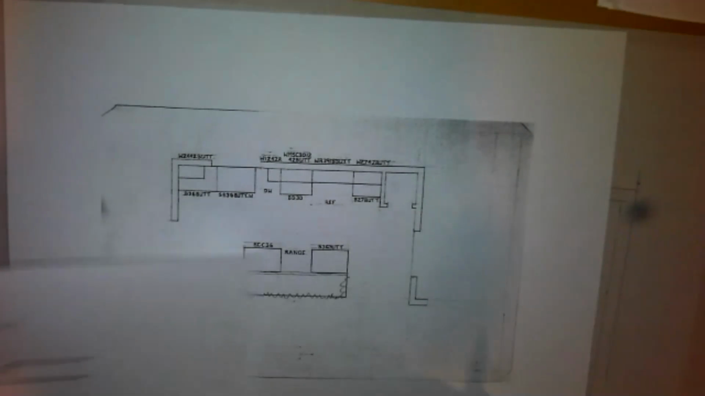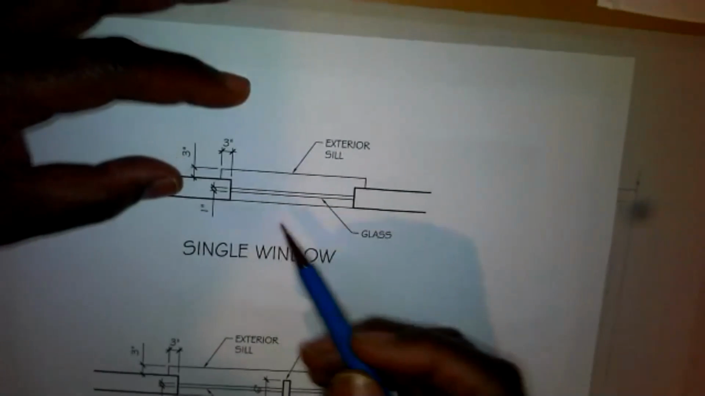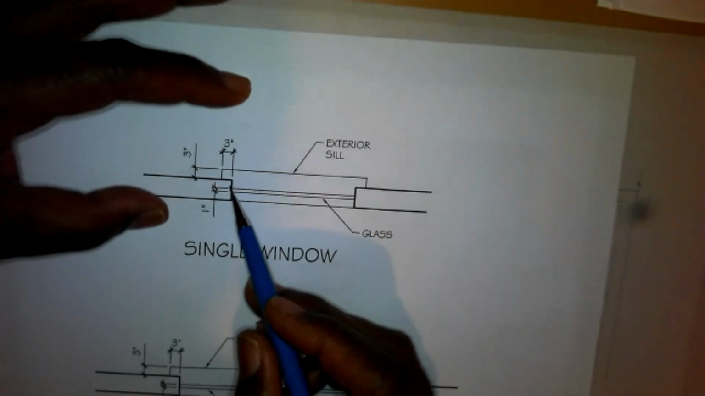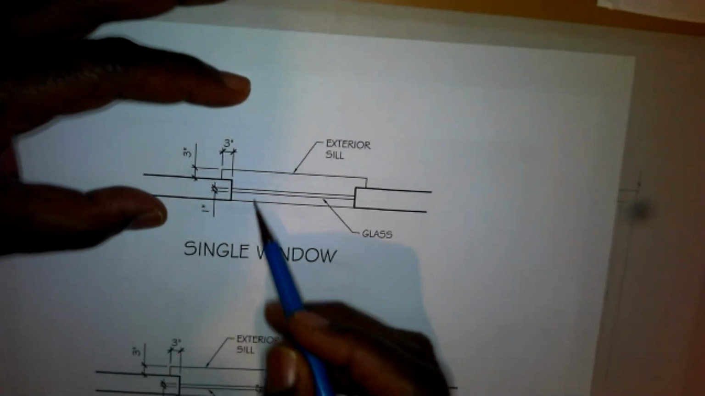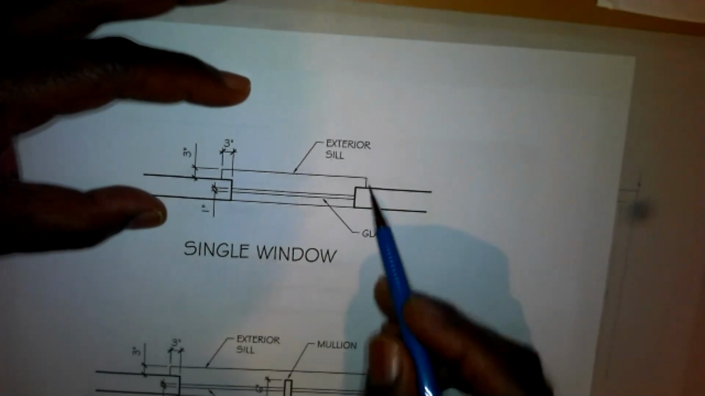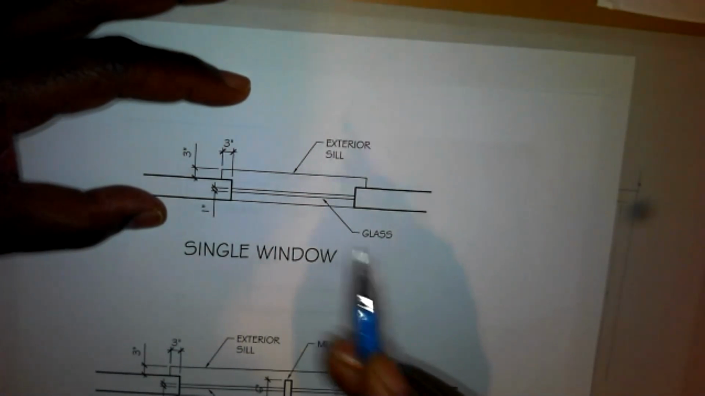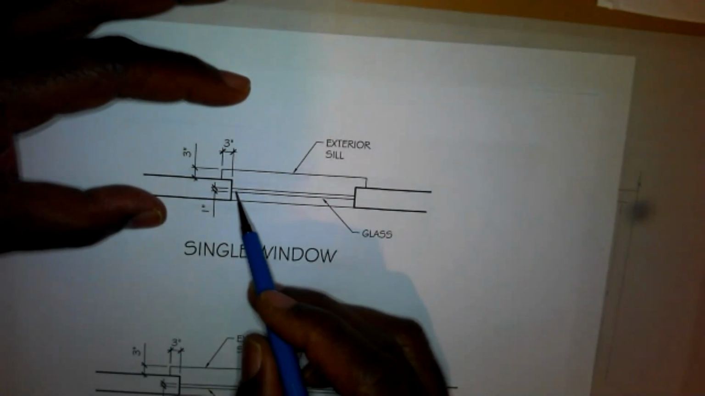Okay, good. So here's how we're going to show the window. It has an exterior sill that overlaps the exterior wall by 3 inches and projects out 3 inches, as a secondary line. And then you show the glass or the glazing being an inch in thickness at the center of the 6-inch exterior wall.